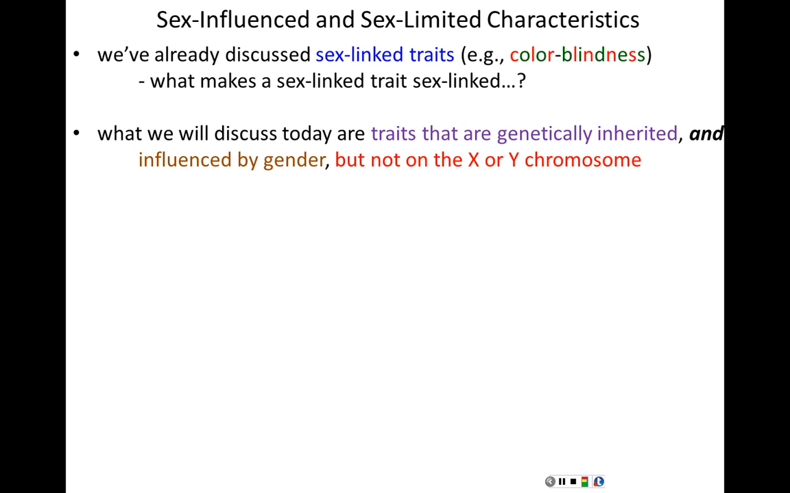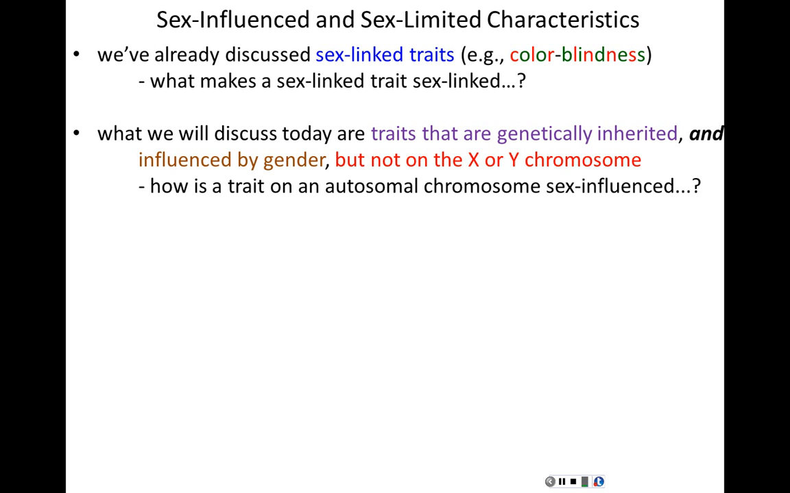What we're going to discuss today are traits that are genetically inherited, and they're influenced by gender. Oftentimes they're passed from one parent only directly to the offspring, but they are not traits encoded by genes on the X or Y chromosome. That means these traits are encoded on the autosomal chromosomes, chromosome pair 1 through 22. So the question becomes, how is a trait that is not on the sex chromosomes, but on autosomal chromosomes instead, how is that trait sex-influenced? And the answer is, again, oftentimes we don't know. This is at the edge of our understanding.